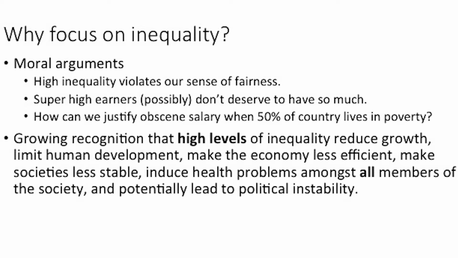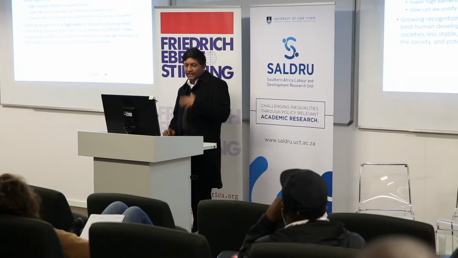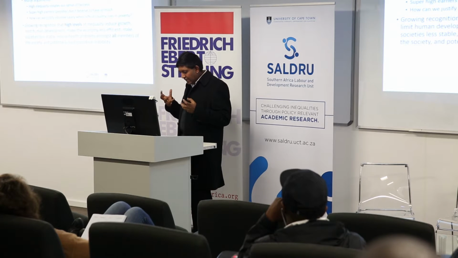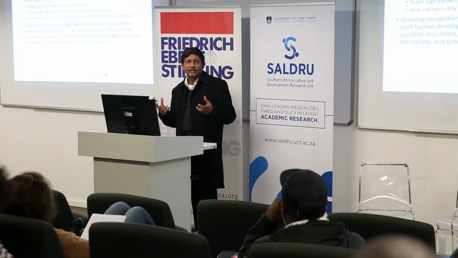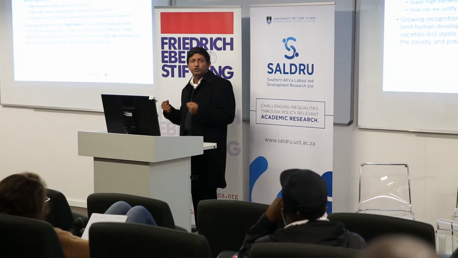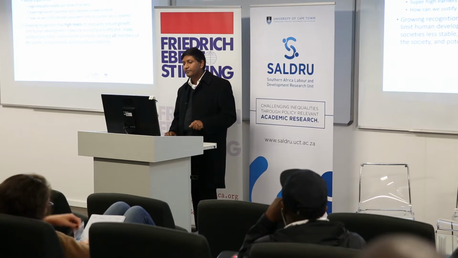And partly it's about super high earners, who possibly, probably, most likely, don't deserve to have so much. And there's this other way of justifying it. So people have ways of articulating their concerns, and one of it is, how do you justify some people having so much when most people have so little, right?